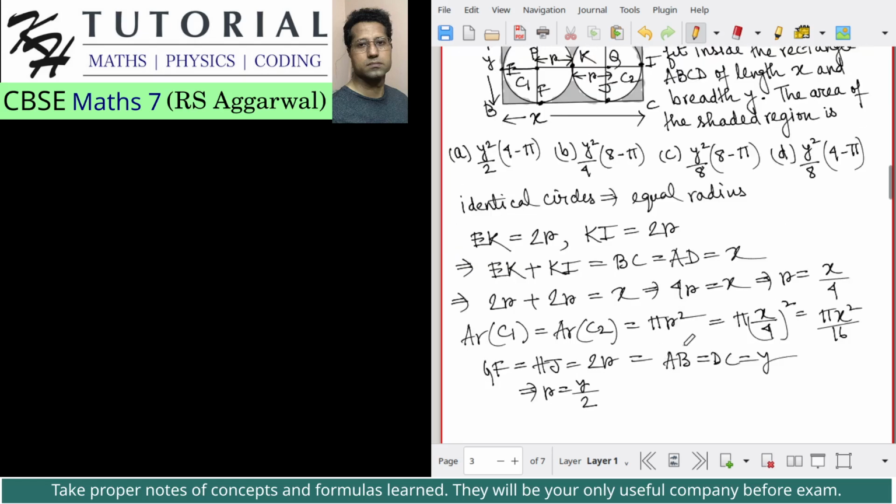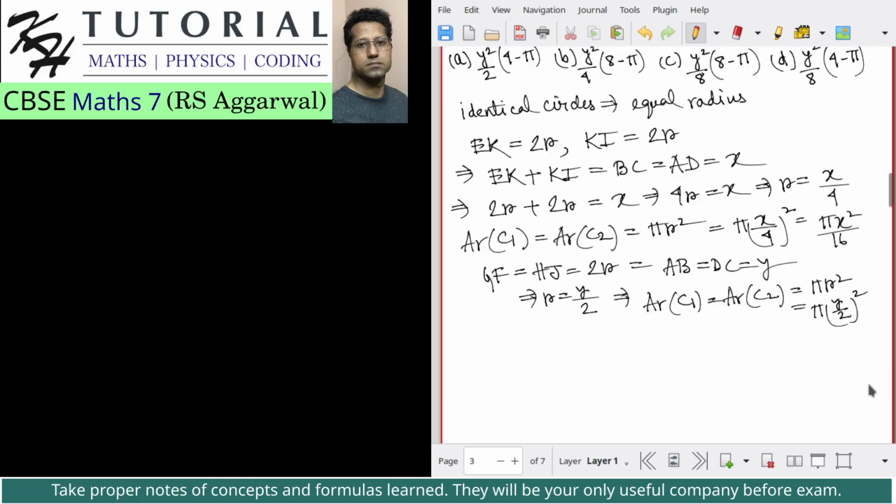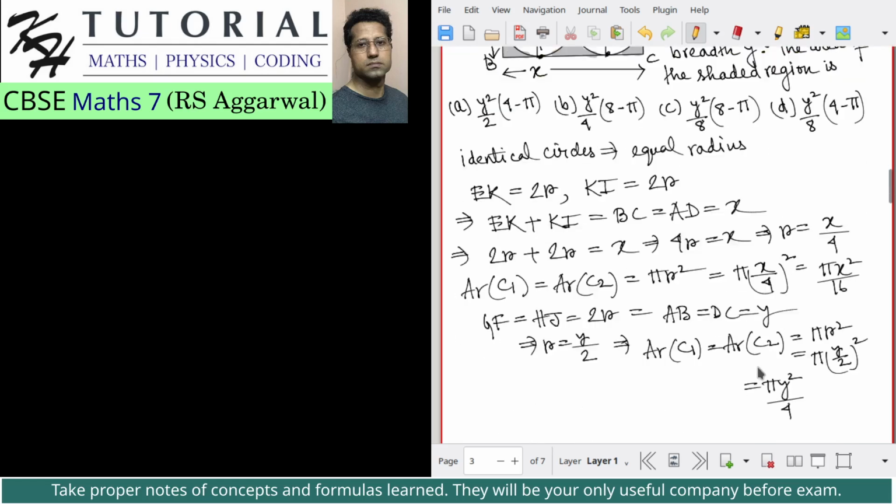So the area of circle C1 is equal to the area of circle C2, which is equal to pi r square, and R we know is y by 2. So pi times y by 2 whole square is equal to pi y square by 4. So the area of each identical circle is pi y square by 4.